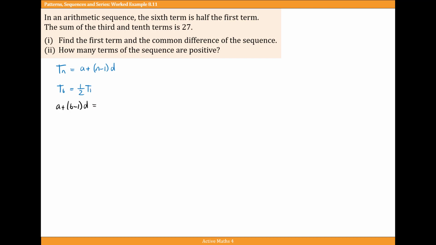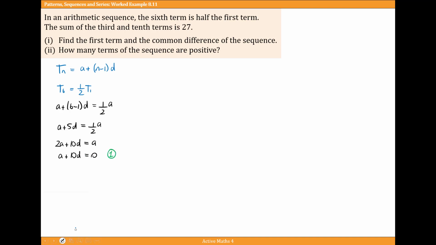Now we could sub n equal to 1 into that formula, but the first term is a, and so half of the first term is just half of a. I'm going to tidy it up by saying a plus 5d equals half of a. And then I'm going to multiply both sides by 2 to give me 2a plus 10d equals a. And then subtract an a from both sides to give me a plus 10d is equal to 0. And I'm just going to label this.